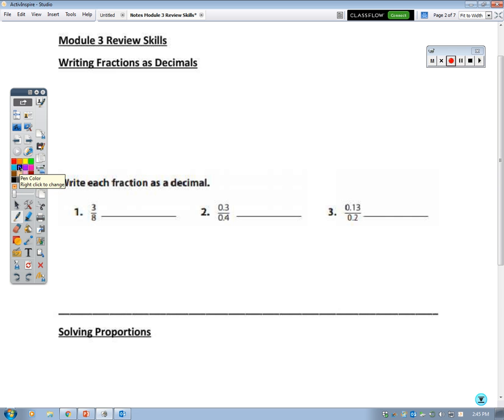So if we have, for example, the fraction 17/25, we're going to read that fraction bar as divided by. I'm just going to put a little note here. You don't have to write this down, but I find it helpful. You can read it as divided by, which means 17 divided by 25.